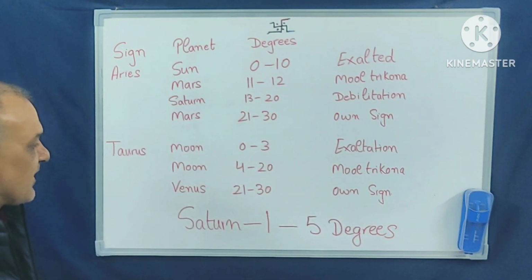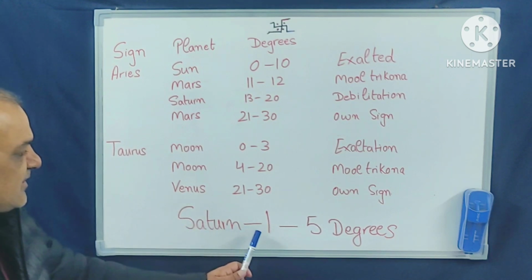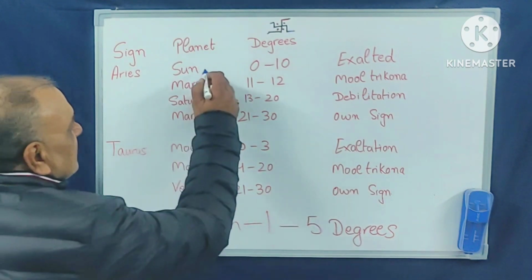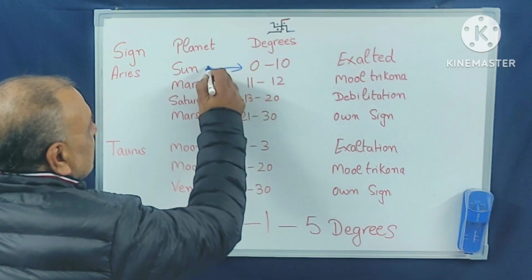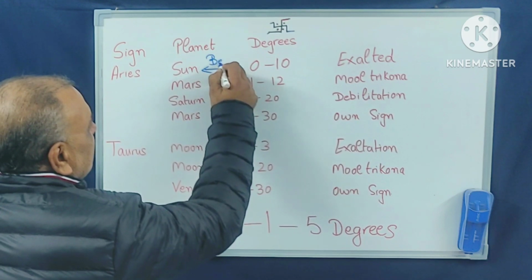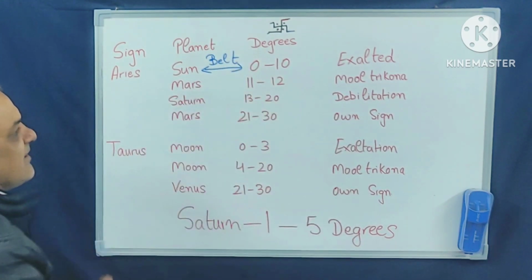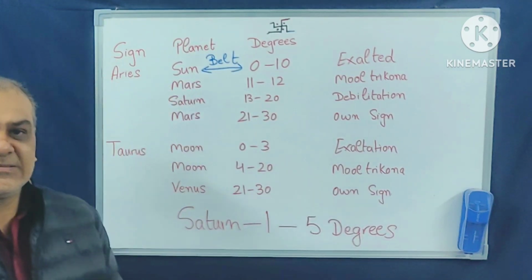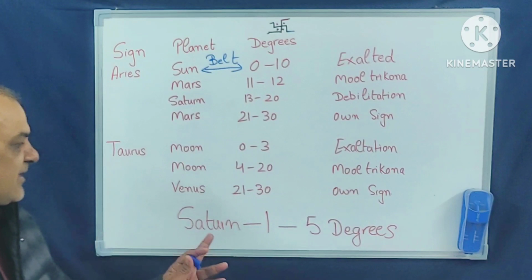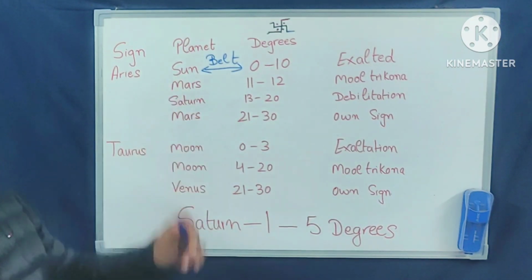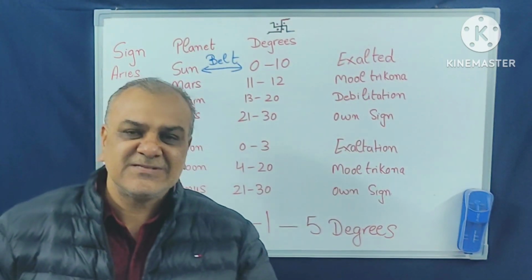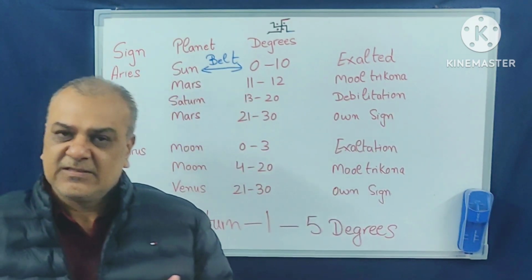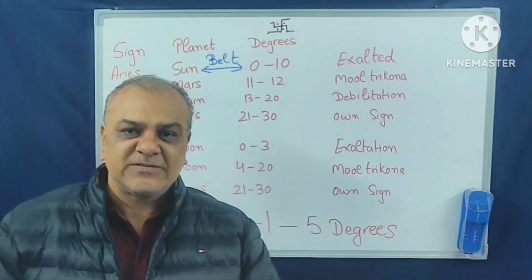This we will learn. This Saturn in Aries at 5 degrees comes in the belt of Sun. This is the belt of Sun, 0 to 10 degrees. Sun is exalted here. So when Saturn is at 5 degrees in Aries, it is considered in the belt of Sun. So this Saturn is not debilitated here, but he will carry the qualities of Sun.